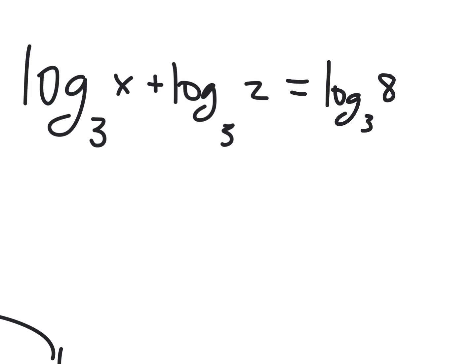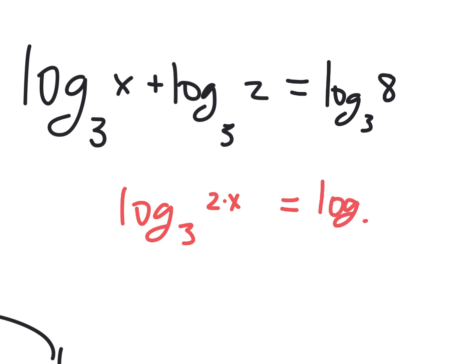I'm showing you why we need this property. Okay, would you agree I have two logs? And didn't I just say a second ago that we wanted to condense them down to just be one log? So, Sam, what is it? Log base 3 of x. This is a plus. Oh, x times 2. X times 2, and I'm going to say 2 times x just because we usually put the 2 first. And x2 would have been fine. All right. And then the other side is still log base 3 of 8.